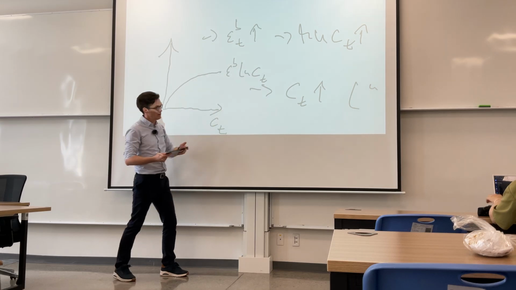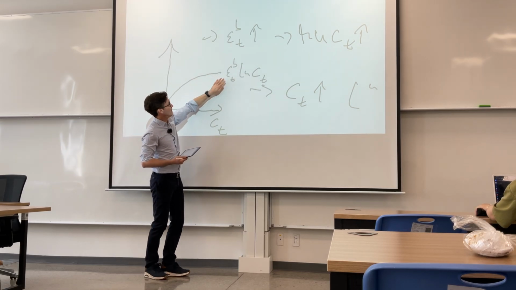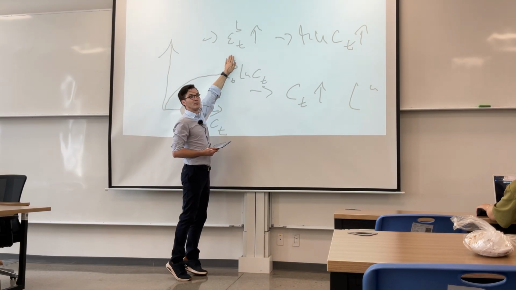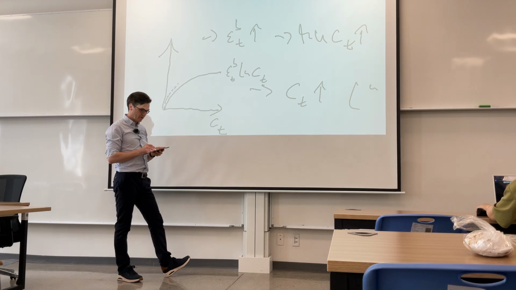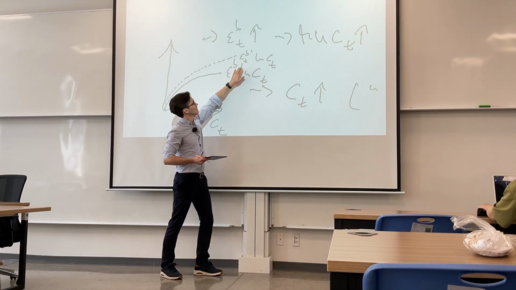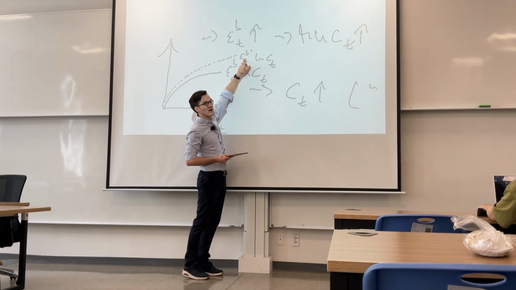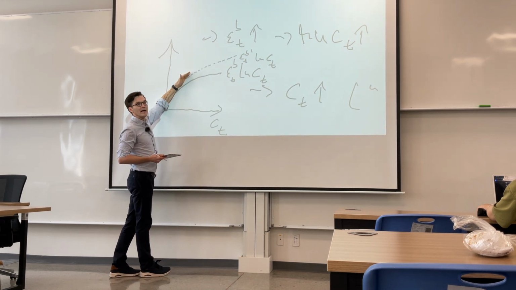What I have in mind, or what the literature has in mind, is how this line looks when epsilon b is shifted up. What you get is a shift up that looks like this for epsilon b prime times the logarithm of CT. So when epsilon b increases to epsilon b prime, of course the utility is going to shift up. That's the idea.